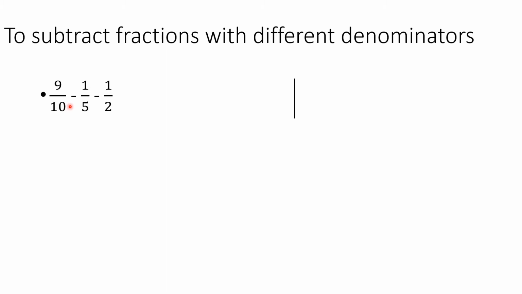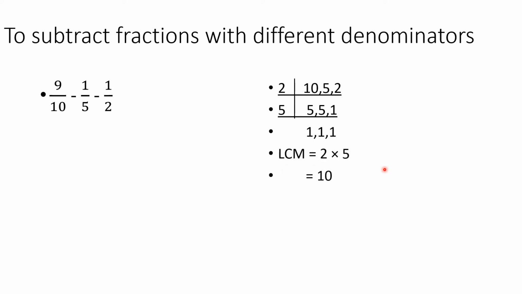Let us do subtraction for three fractions. 9 by 10 minus 1 by 5 minus 1 by 2. So what are the denominators? 10, 5 and 2. At first we will find the LCM of 10, 5, 2. Is there any common divisor for all? No. But there is a common divisor for any 2. So we will take 2. 2 fives are 10, 5 as it is, and 2 ones are 2. Now here is a common divisor for these two numbers, which is 5. So we will divide by 5. 5 ones are 5, 5 ones are 5 and 1 as it is. Now the LCM will be 2 multiplied by 5, which equals 10.